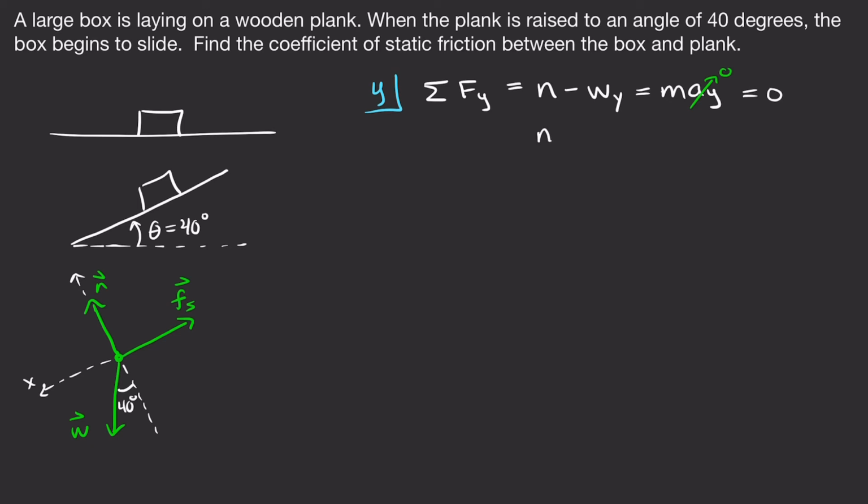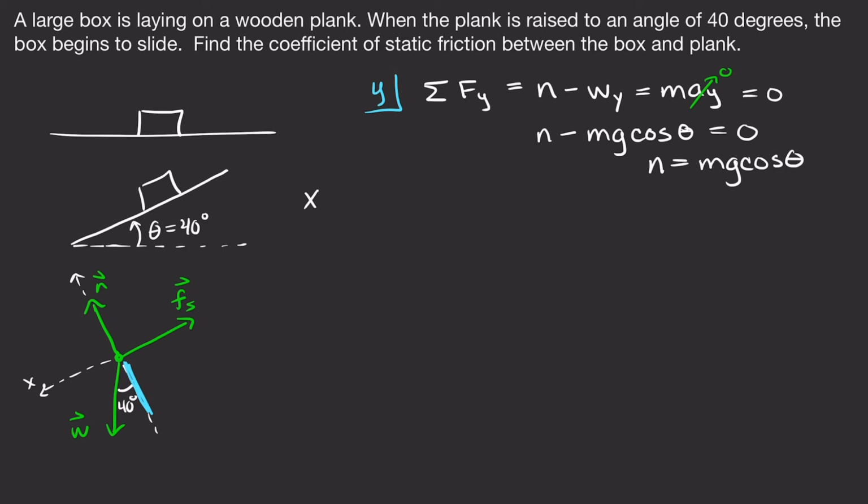Okay, and now I'm going to substitute mg in for the weight, and to get the y component, I want to use cosine since the y component is adjacent to this 40-degree angle. So I'm going to do cosine of theta, I'll just call it theta for now, and that's equal to 0. So if I solve for my normal force, which is what I typically want out of my y equation when there's friction, I get the normal force is equal to mg cosine of theta.